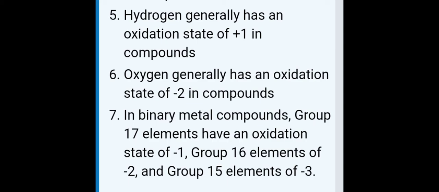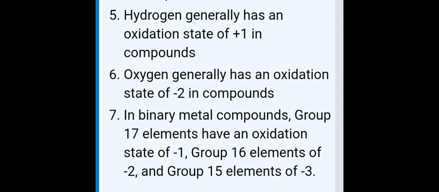In binary metal compounds, like lithium oxide, sodium oxide, they are binary. Group 17 elements have an oxidation state of -1. This is actually group 7A. Like fluorine has -1 charge. Why? Because it is in group 7, so 8 minus 7 is -1. So fluorine has -1 charge. And you can say group 7 or group 17, both are the same.